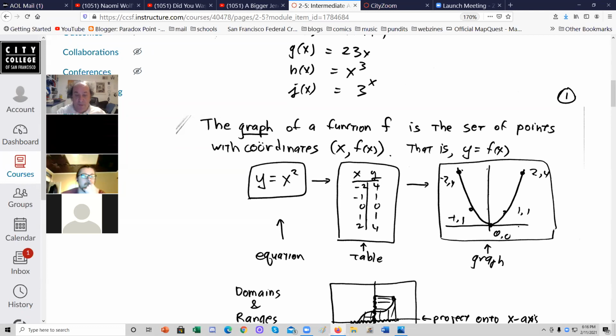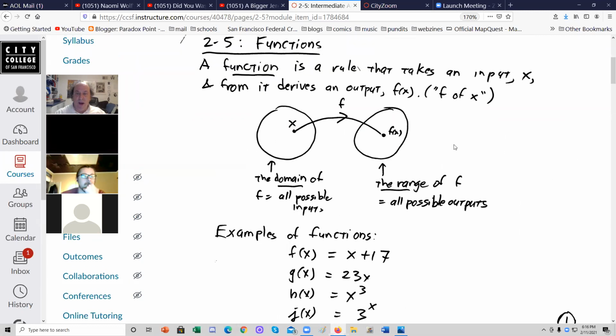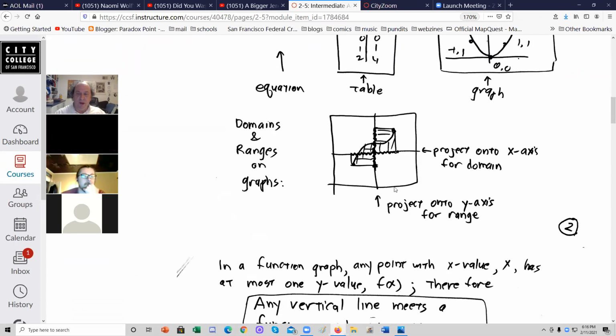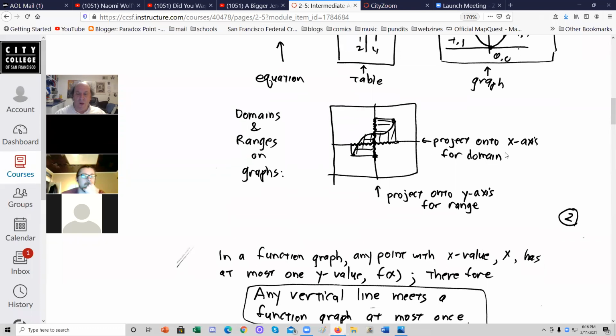Now, I mentioned the domain and range of a function, the possible inputs and the possible outputs. If this here is a graph of a function, and if you project that graph onto the x-axis, those are the possible inputs and therefore the domain. If you project that graph onto the y-axis, those are the possible outputs and therefore the range.